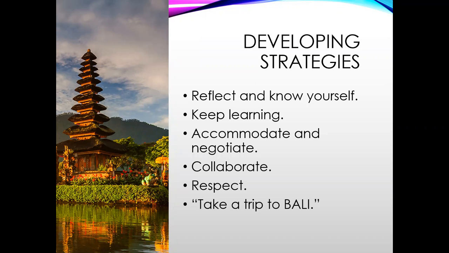We want to learn as much as we can about the cultural groups in the community and our work area. We want to study nursing theories and principles pertaining to culture. We want to take advantage of every opportunity to interact with persons of different cultures. We want to learn to accommodate and negotiate when we are able to. We want to collaborate with interprofessionals and consider the cultural role of the family member who makes the primary decisions. And we want to be respectful.